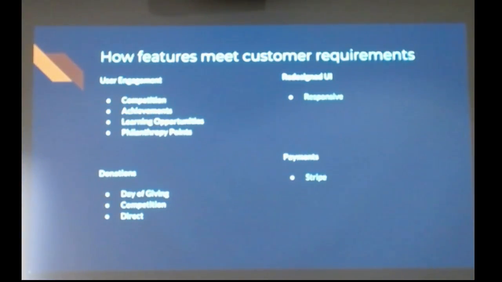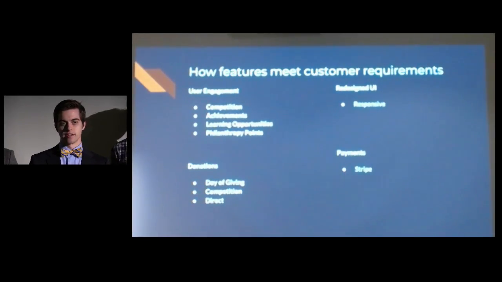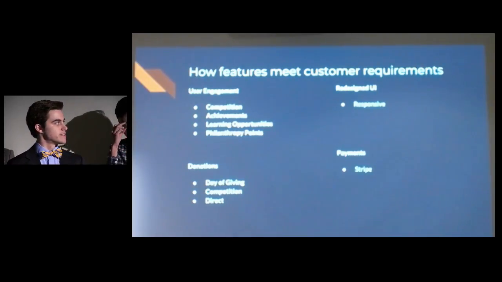So I'm going to talk about how we managed to meet some of these requirements. Some of the key things we were trying to keep in mind were things such as user engagement, which we accomplished through competitions where nonprofits compete against each other, and the users can influence who's winning the tournament by using their philanthropy points or directly donating to a side. The users will also be getting achievements for doing activities on the site, either returning, sharing things, anything that just promotes users engaging with things on the website.